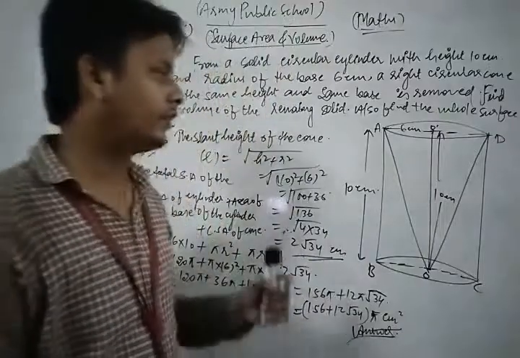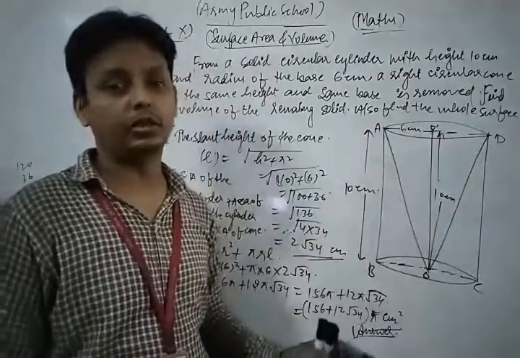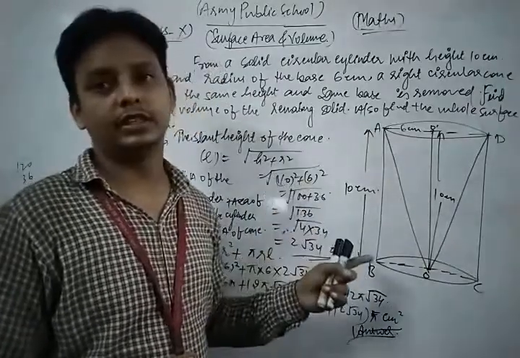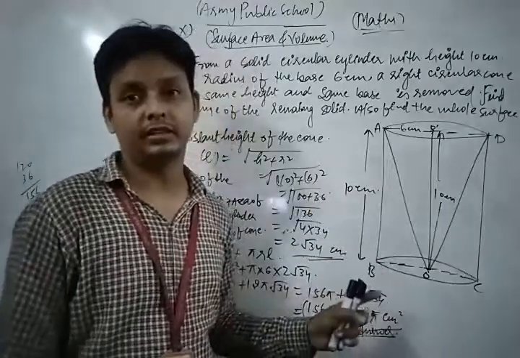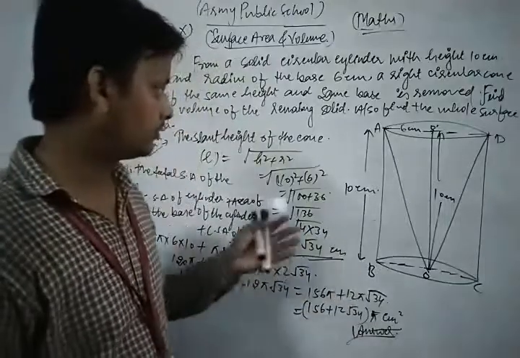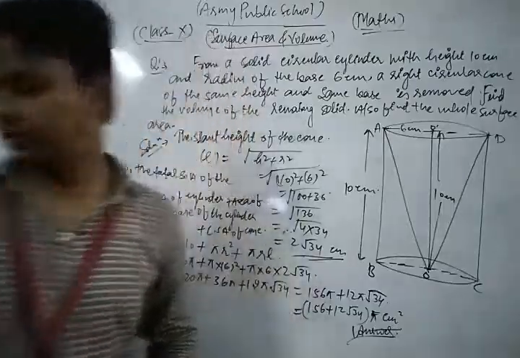Now for finding the surface area, first of all we find the curved surface area of the cylinder, the curved surface area of the cone, and the area of the base of the cylinder. In this way we put all the values in the formula and simplify them, and we get our result. So in this way we solve that question.